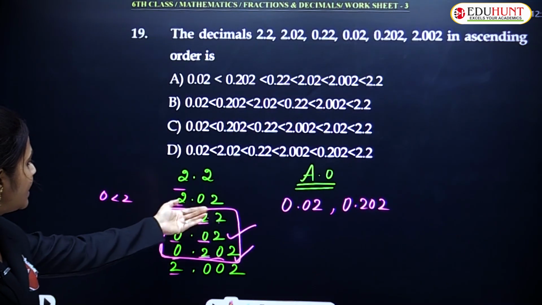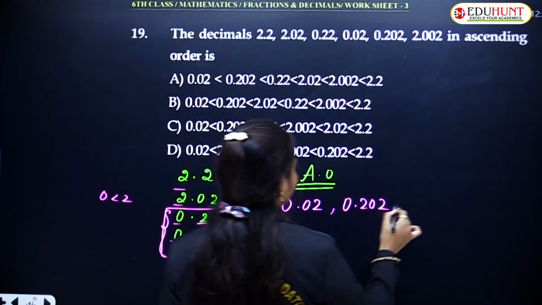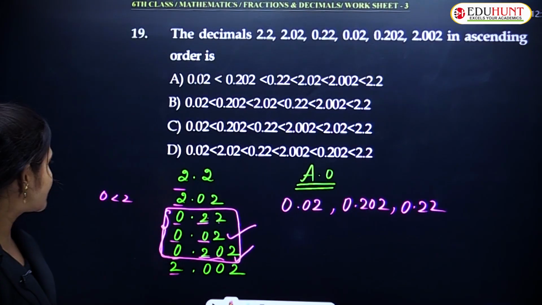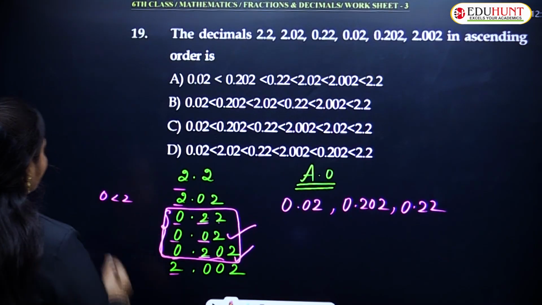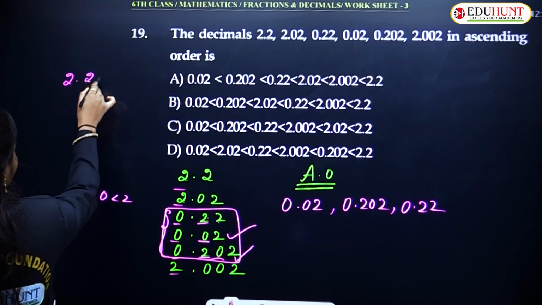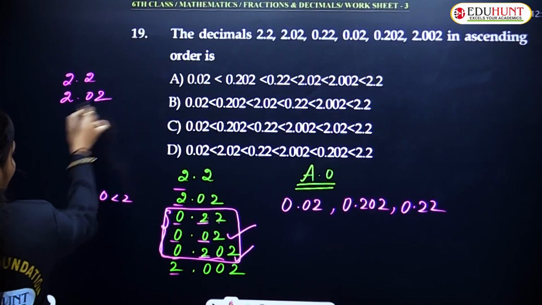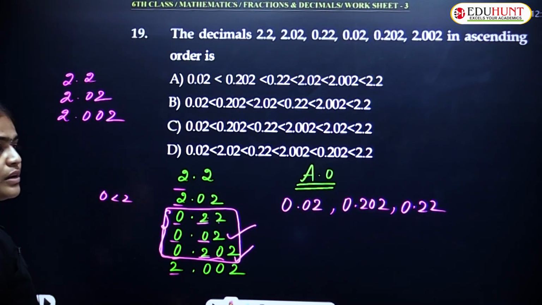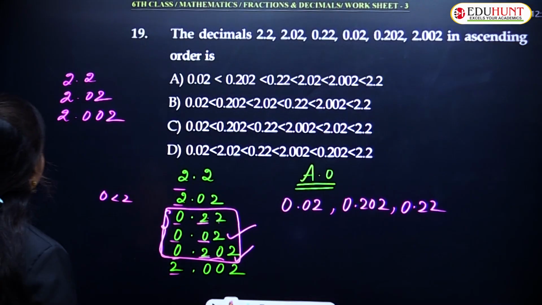0.202. Next one here, the leftover, 0.22. Okay, you have to compare like that. Understand ma? Next, the numbers they gave here: 2.2, 2.02, 2.002. Okay, so next here, what is the smallest number?